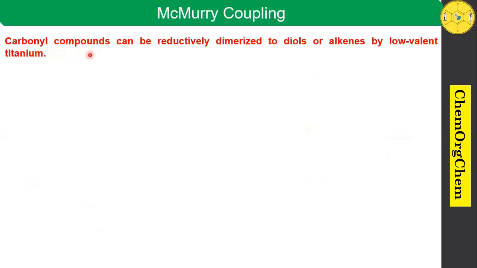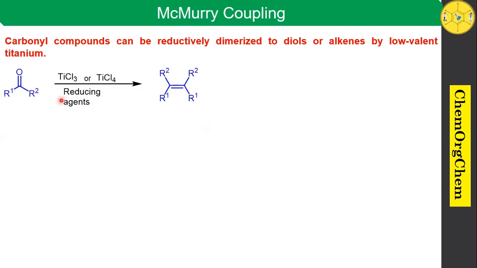According to the McMurry coupling, carbonyl compounds can be reductively dimerized to produce either diols or alkenes by using low valent titanium. Now consider this carbonyl compound. We can use either titanium trichloride or titanium tetrachloride in the presence of a reducing agent, which readily produces the corresponding alkene compound. Here the reducing agent is necessary to produce low valent titanium, titanium 0.